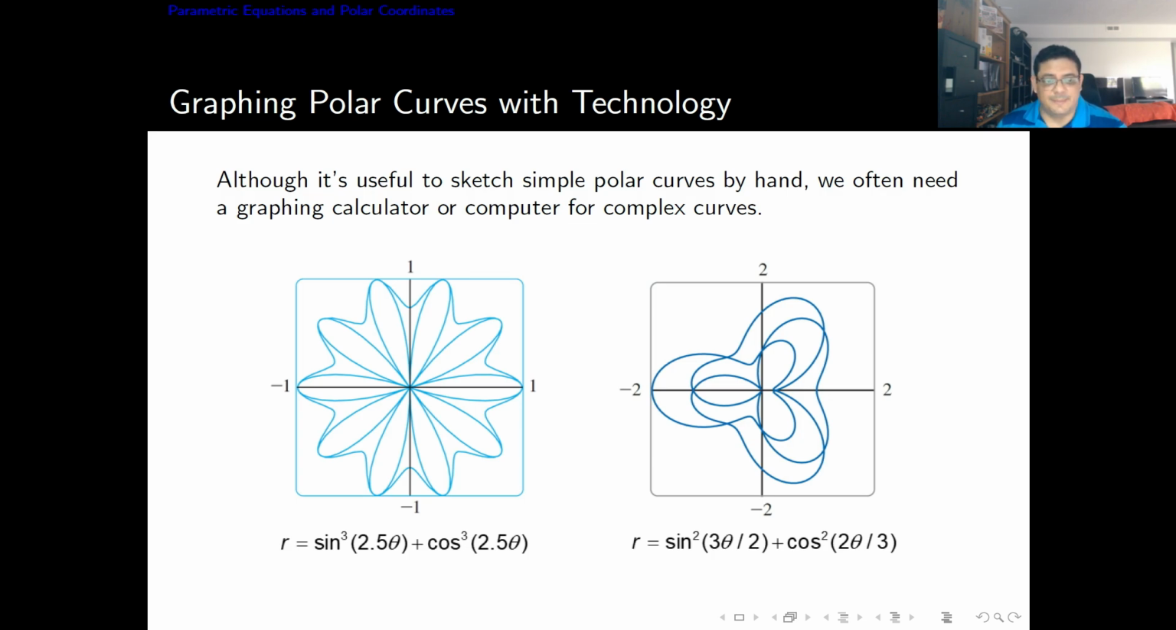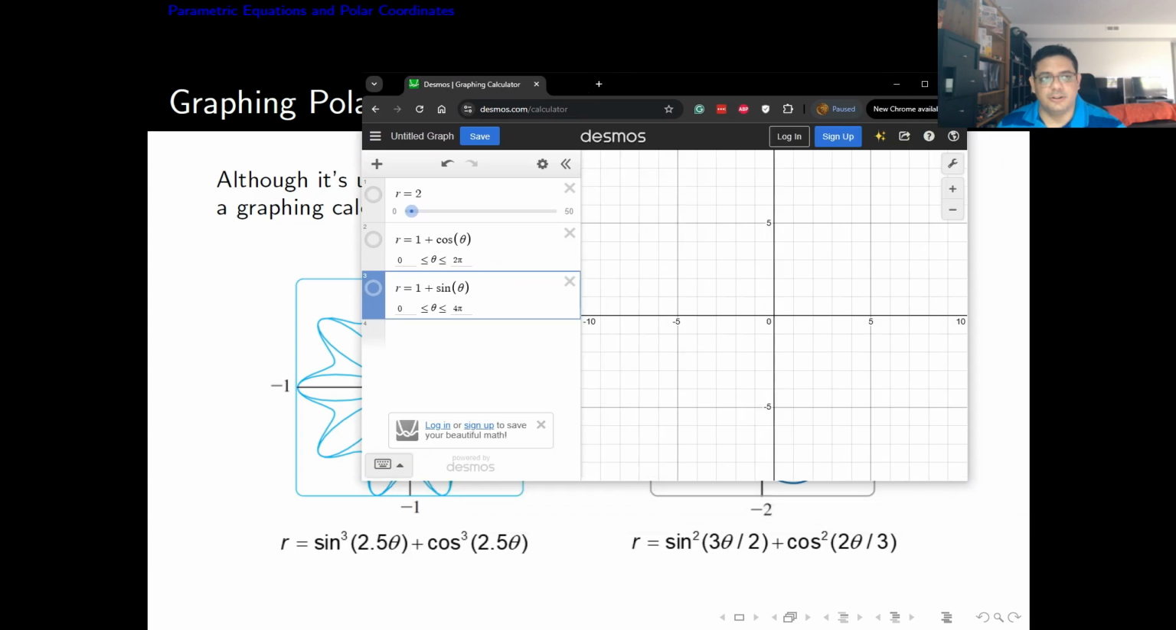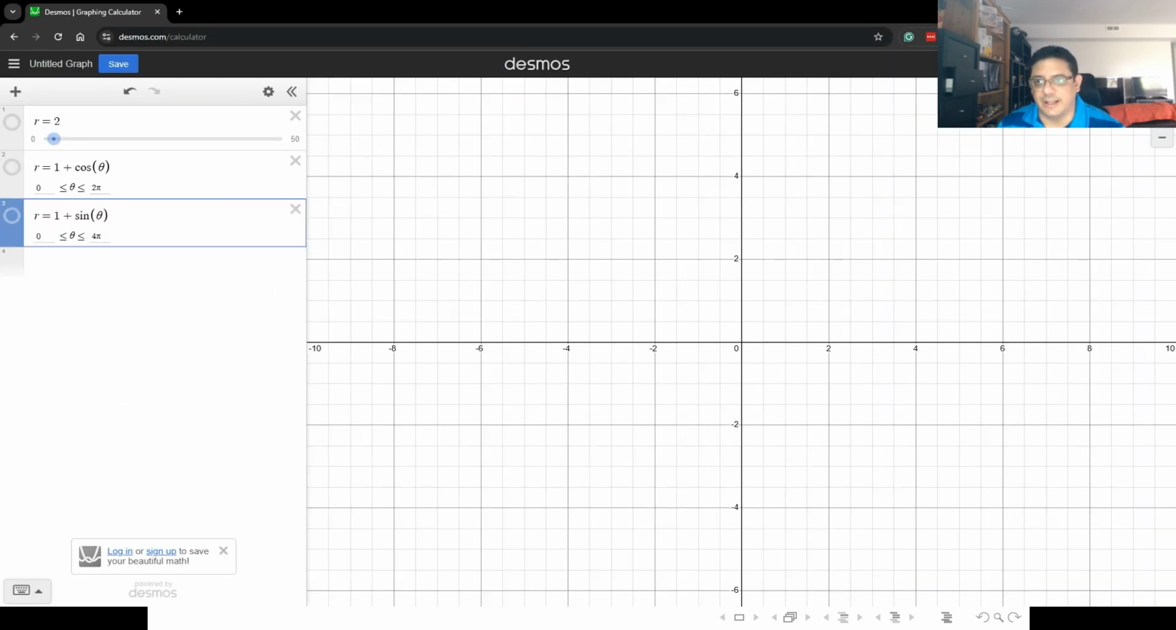This representation, of course, as you can see, is very complex. It has very different variations in patterns, and it's very difficult to do by hand. So for that, we need some technology. Some good technology to use can be graphers like Desmos.